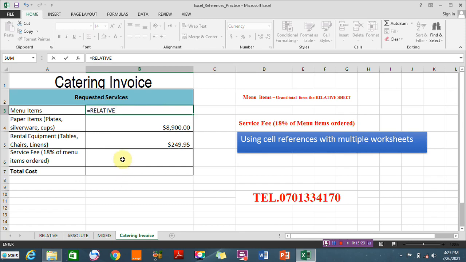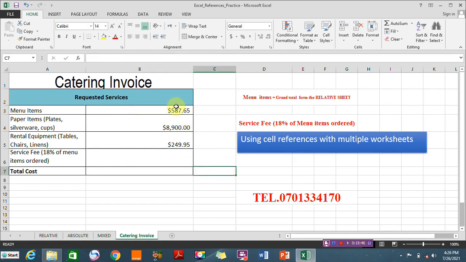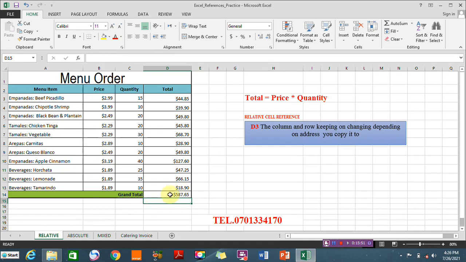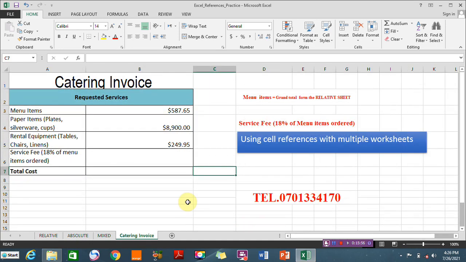After typing relative, I will put an exclamation mark. Then I put the cell where that value was. Of course, it was in D14, so I'll write D14. That means that it is going to get the other grand total and bring the value here. Let's click aside and see whether it brings it. Of course, it is the one. Let's come and check it. It is the value. So they have brought this value from this sheet to our catering invoice.